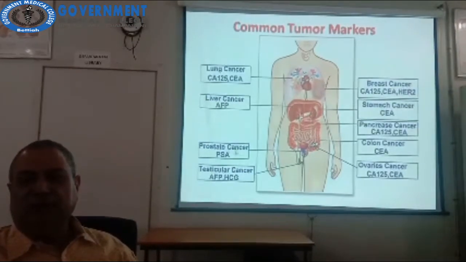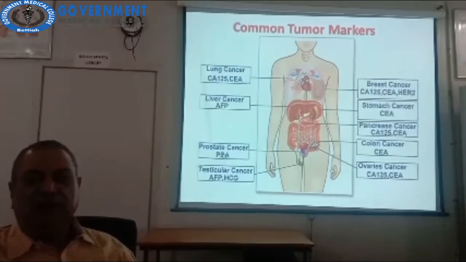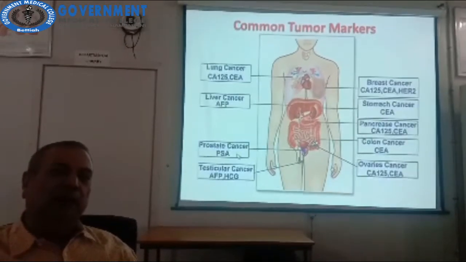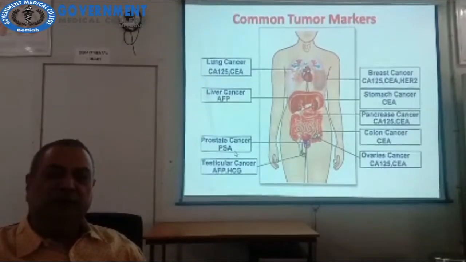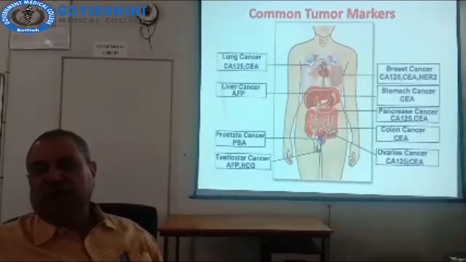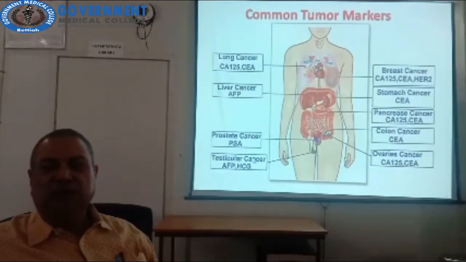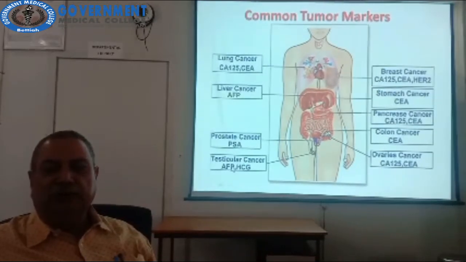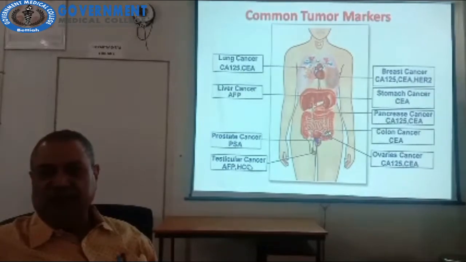Then prostate cancer: PSA, prostate specific antigen, and prostate acid phosphatase is also increased, and prostate specific membrane antigen is also increased in prostatic cancer. Then ovarian cancer, CA125 and carcinoembryonic antigen. Testicular cancers, alpha-fetoprotein and human chorionic gonadotropin are increased.